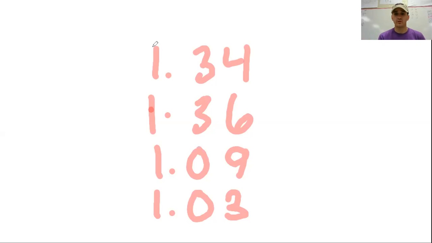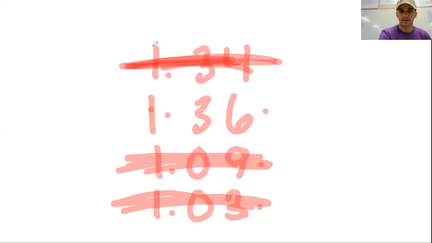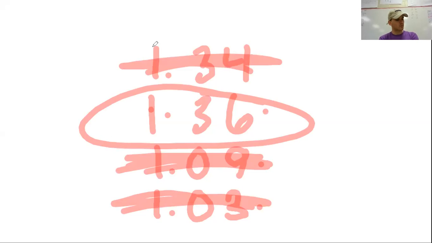And if we're thinking about money, what would you rather have? Like, would you rather have $1.09 or $1.03? You'd rather have $1.09. Would you rather have $1.36 or $1.09? You'd rather have $1.36. And then between those two, would you rather have $1.36 or $1.34? Obviously, you'd rather have $1.36. So that answer would have been 1 and 36 hundredths, which you could also write as a mixed number. Write it down. Hopefully you got a pencil. Did you write it? 1 and 36 hundredths would be boom.